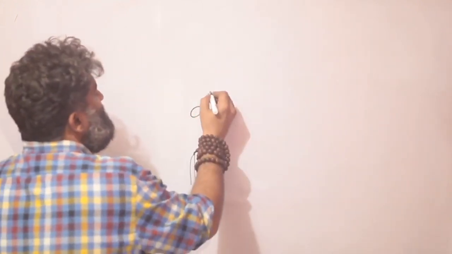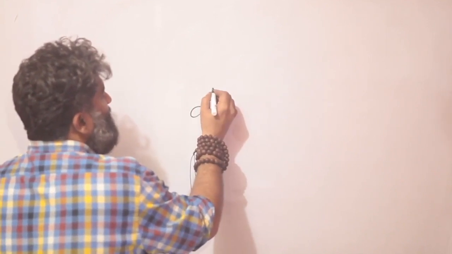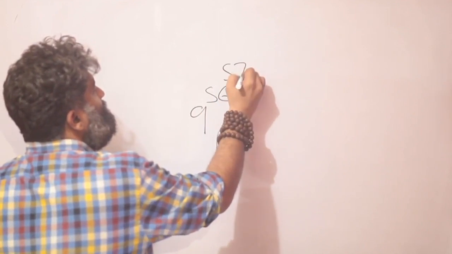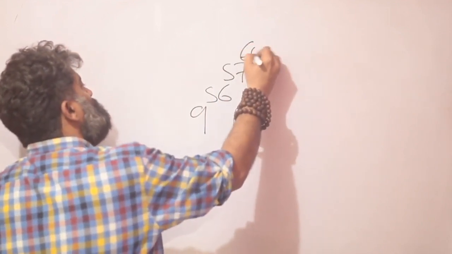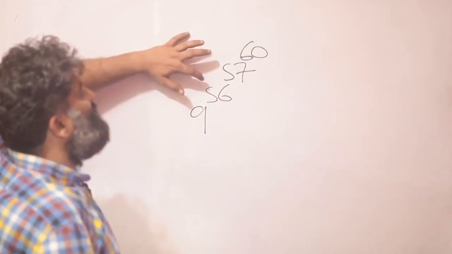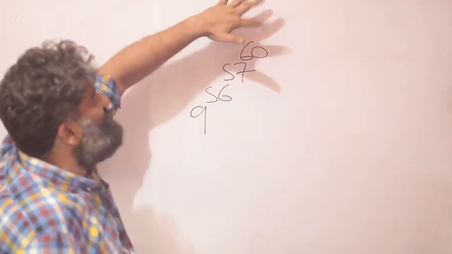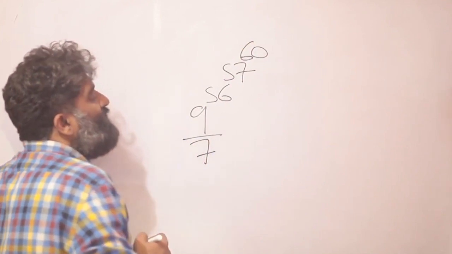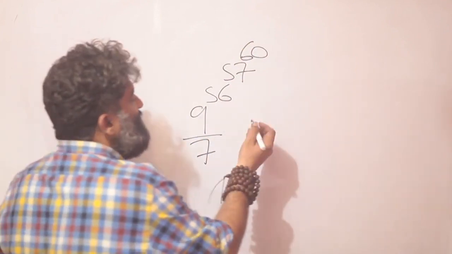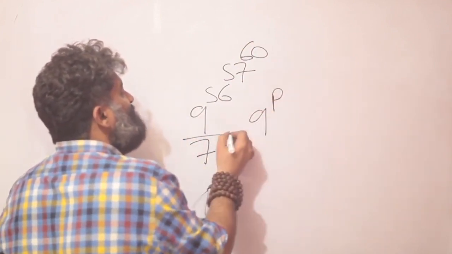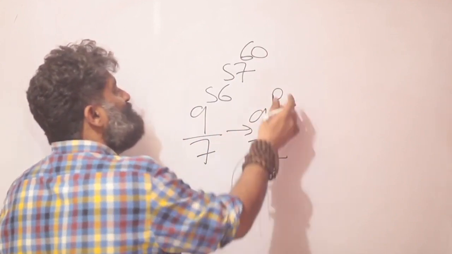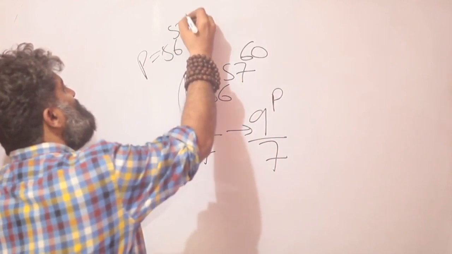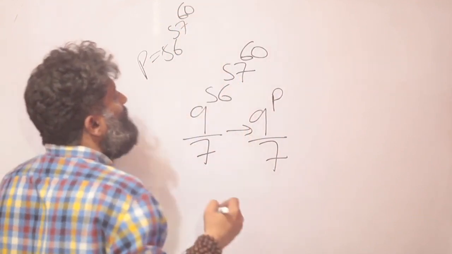We have done this example a lot of times, so let's try it out in a couple of variations. 9 raised to 56, which is raised to 57, which is raised to 60. Now this is being divided by 7. What is the remainder? I should start by thinking this is nothing but 9 raised to p, some power. P you can write separately if you want, 56 raised to 57 raised to 60.